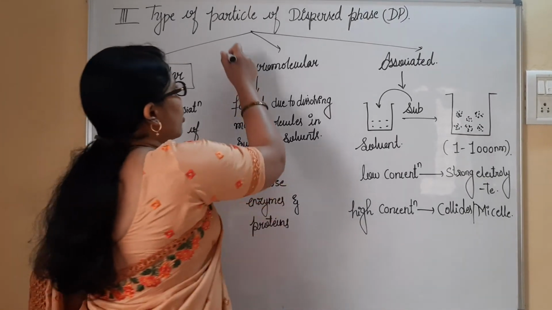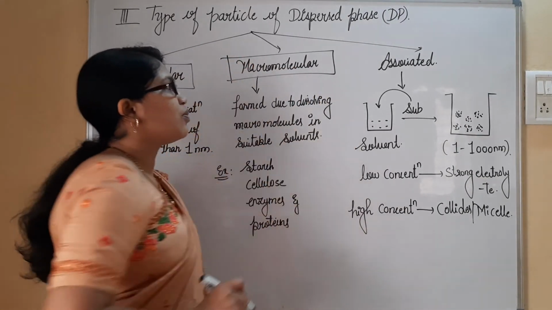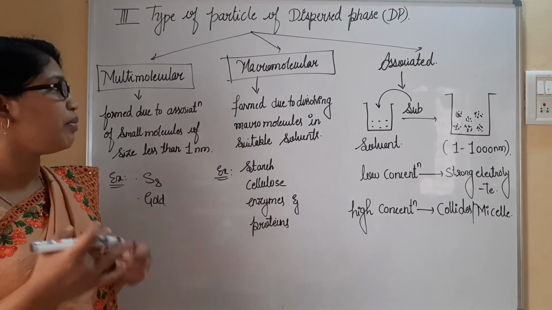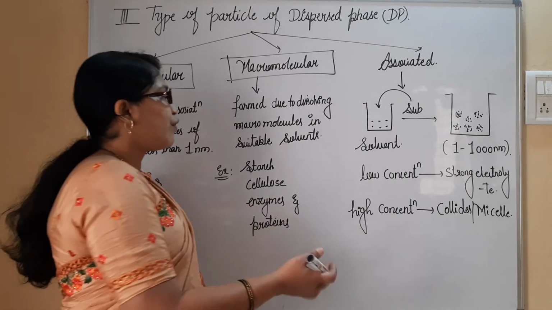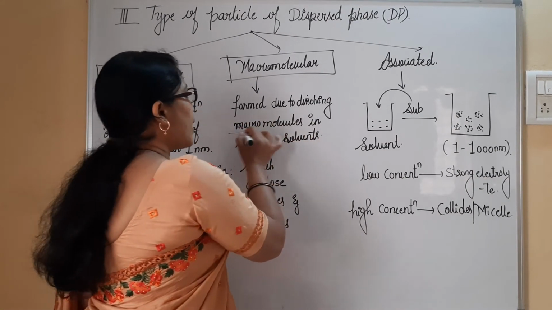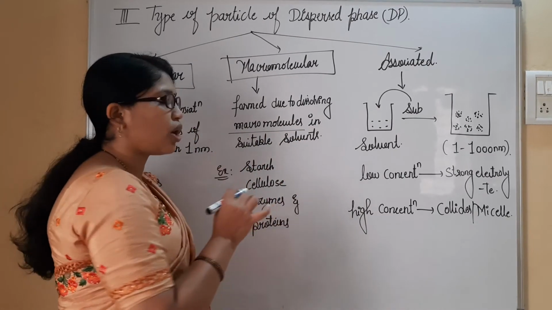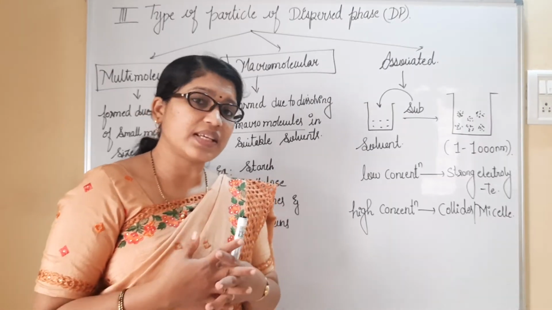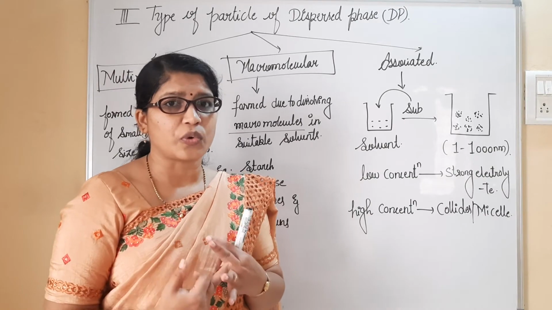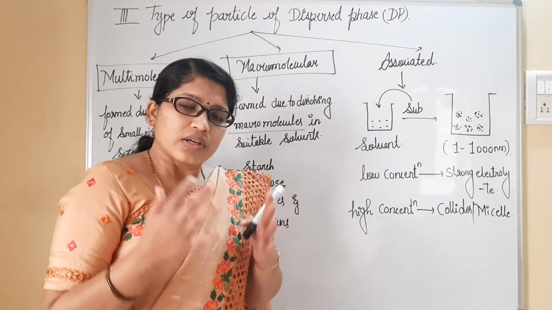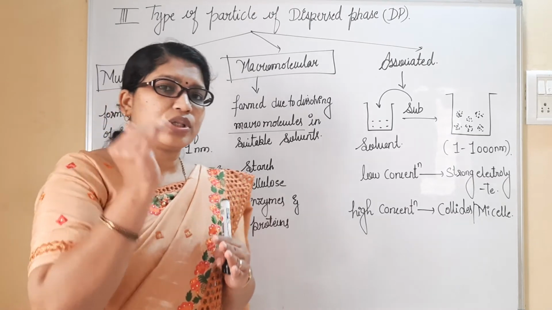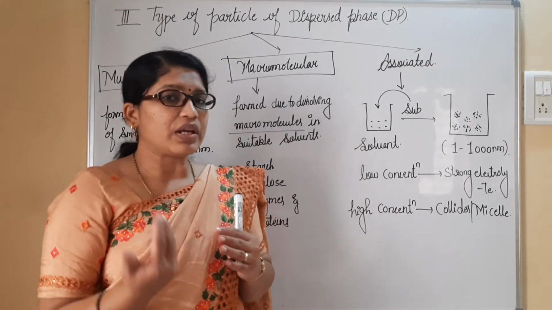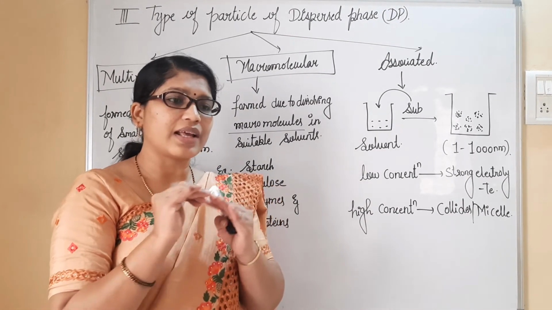Then I have macromolecular colloids. These macromolecular type of colloids are formed due to dissolving of macromolecules into suitable solvents. Macromolecules, in the sense, are complex polymers. We have seen in the polymers chapter regarding enzymes, proteins, nucleic acids and so on. Those macromolecules are dissolved in a suitable solvent to bring that whole mixture into the colloidal range.